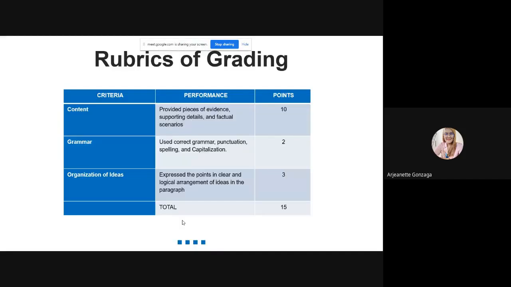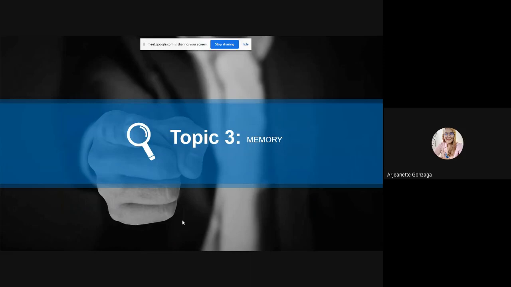Okay, so ito meron tayong rubrics ng grading para doon sa ating mga tasks kasi since those are essay. So we have our rubrics, the content, the grammar, and the organization of ideas, and for the total of 15 points. So yeah. Okay, next, we will be proceeding to the topic 3.